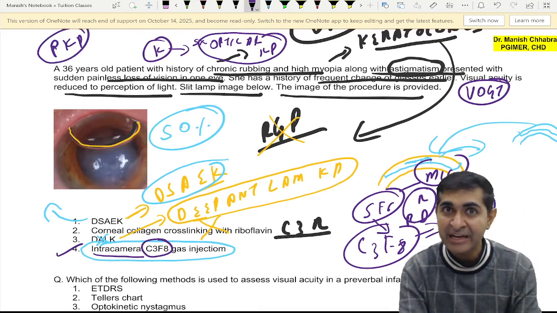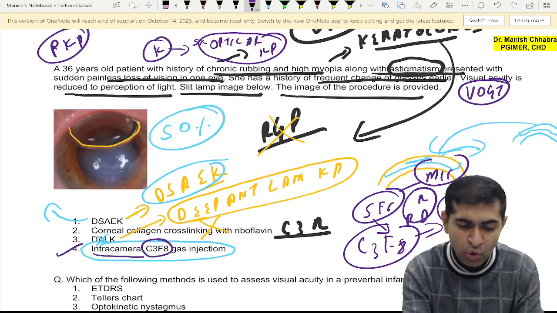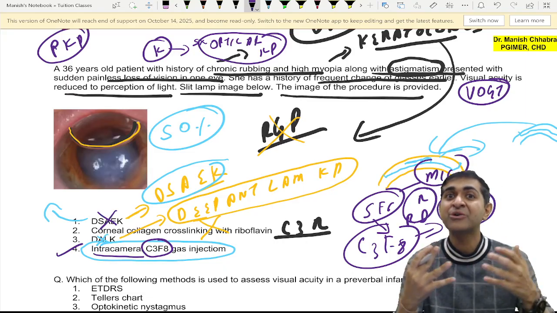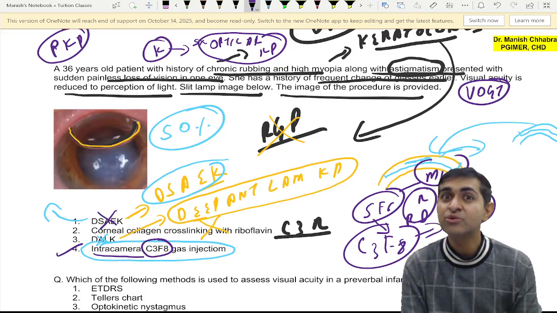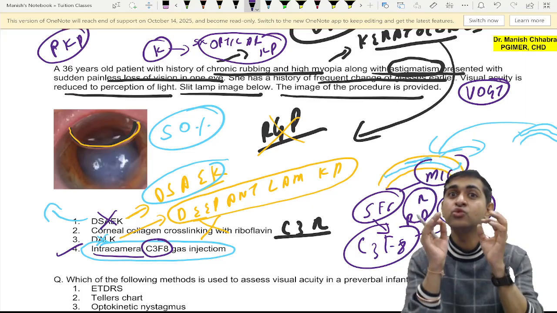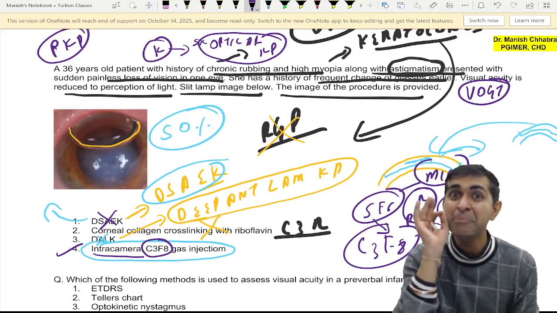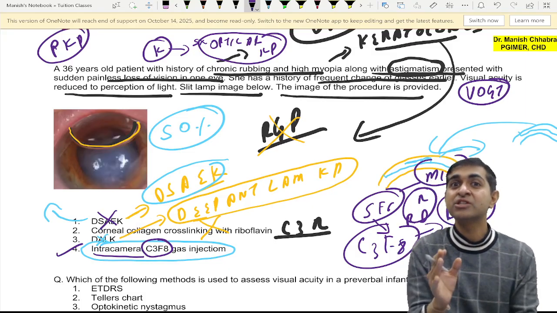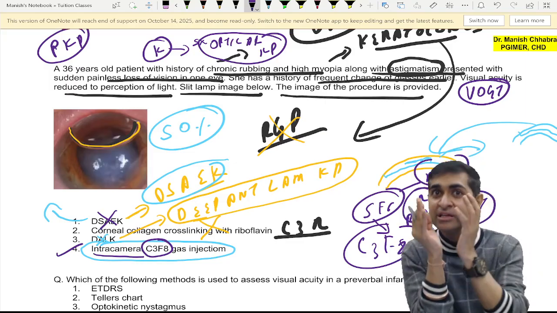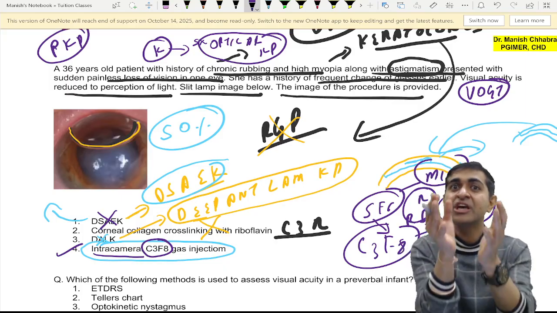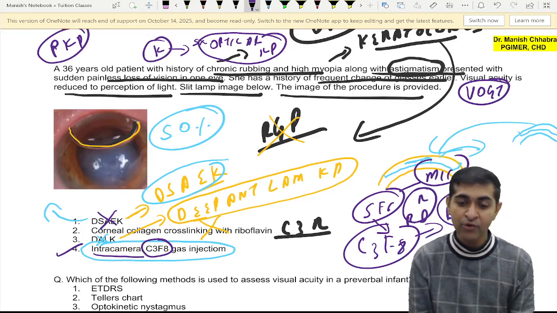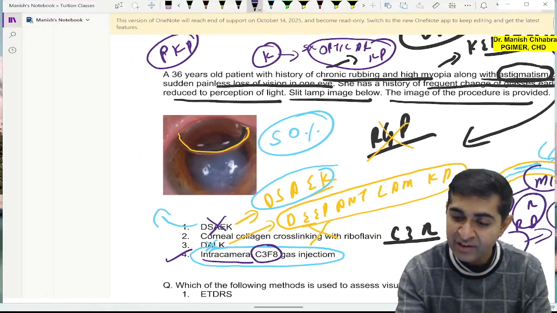So if there is penetrating keratoplasty, why would you only want to change Descemet's membrane when the entire cornea is thinned out? So you would not be able to go for DSEK in keratoconus. You have the option of going for penetrating keratoplasty, which is a very commonly done optical keratoplasty surgery in keratoconus, right? But here you will go for intracameral C3F8 injection.